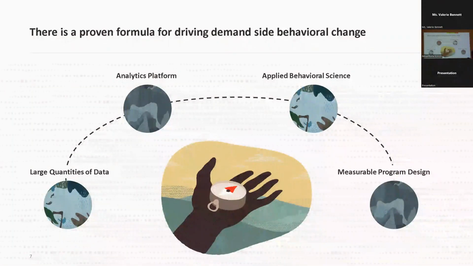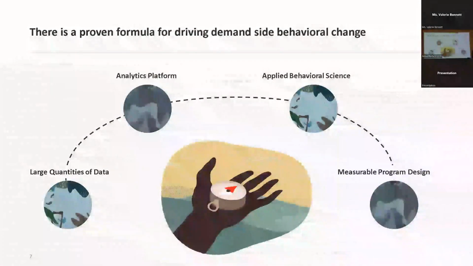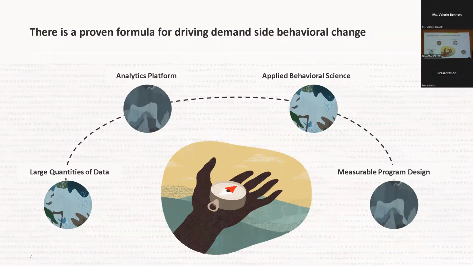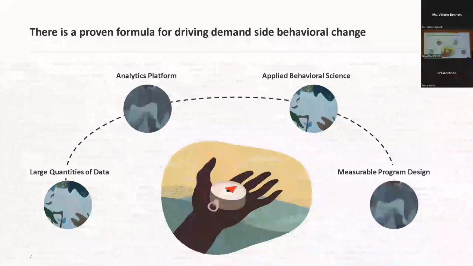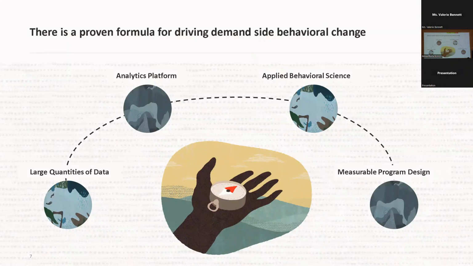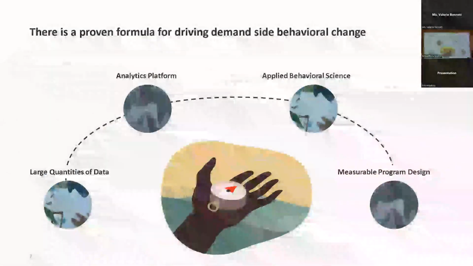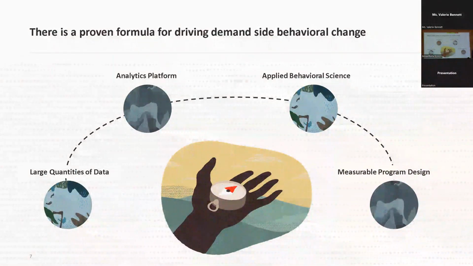The fourth piece of the formula is the one most often forgotten: measurable program design. Many utilities are building out tools that at least nominally do this work, but often they don't build out a program design in which they can measure if the technology they built is actually working. There are a number of ways to build program designs in a way that is reputably measurable. I'll talk about some of them over the next couple of minutes.